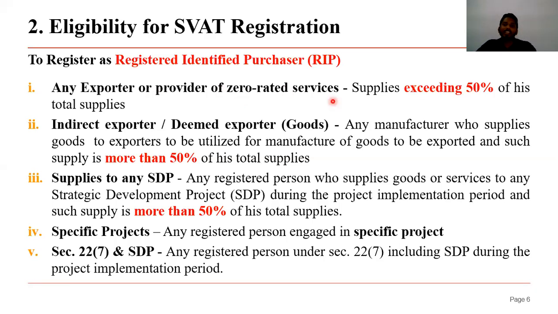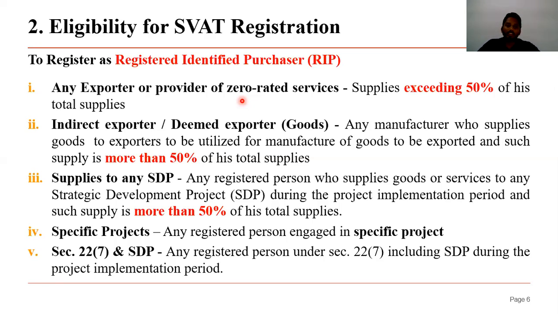Then if their export supply exceeds 50% of total supply, just assume they have 100 million, they need to make 100 million turnover in sales, then they need to exceed 50% exports out of total supplies, total sales. They need to exceed 50%. That means, let's say 80 million or 60 million, if they exceed 50% of the total supply, then they are eligible to register as a RIP, any exporter who exceeds 50% of the total supply.